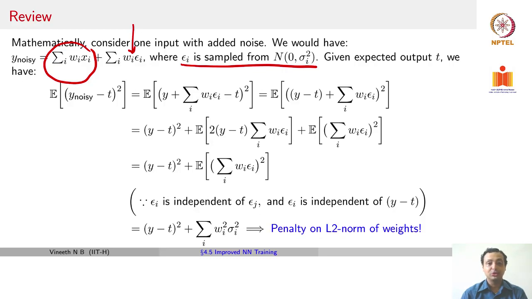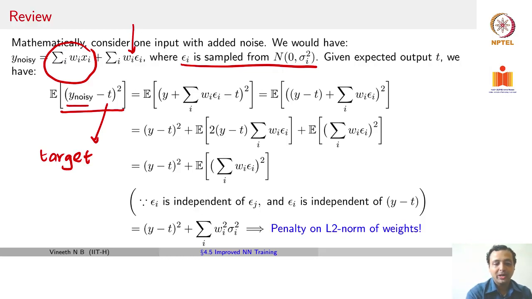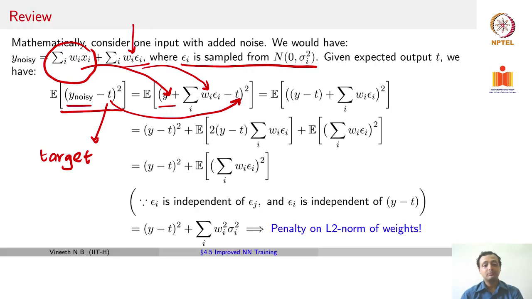Now let's look at what happens to the mean squared error. Your new expected mean square error is going to be the expectation of (y_noisy minus t) whole square, where t is your ground truth or target. So that's the correct value. Let's expand it out. We know that y_noisy is given by what was originally y plus the additional summation over i of w_i epsilon_i term, and then you have the minus t square. Now by grouping terms, this can be written as (y minus t) plus summation over i of w_i epsilon_i, whole square.